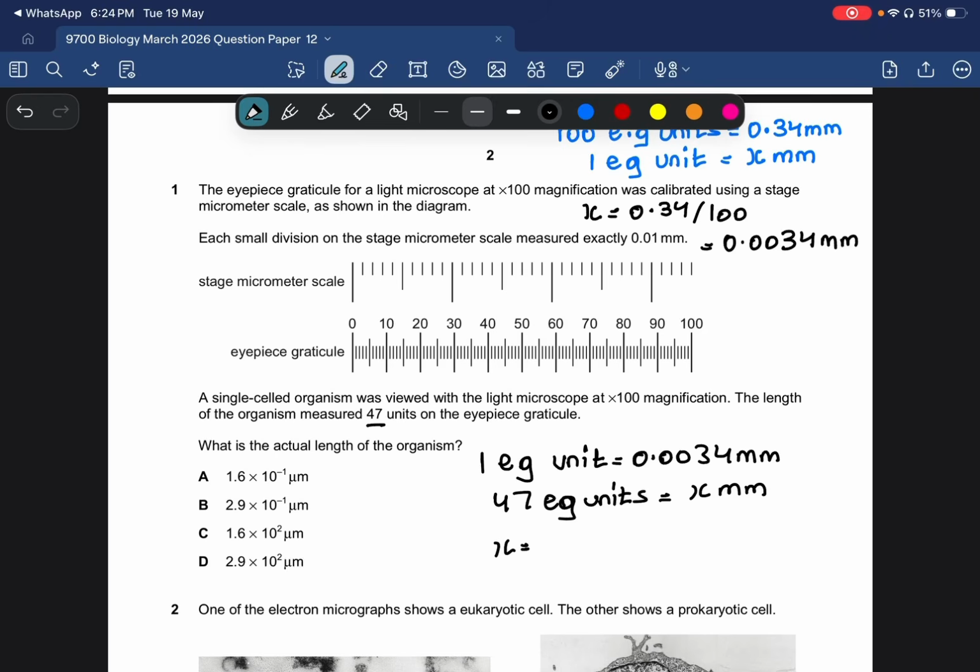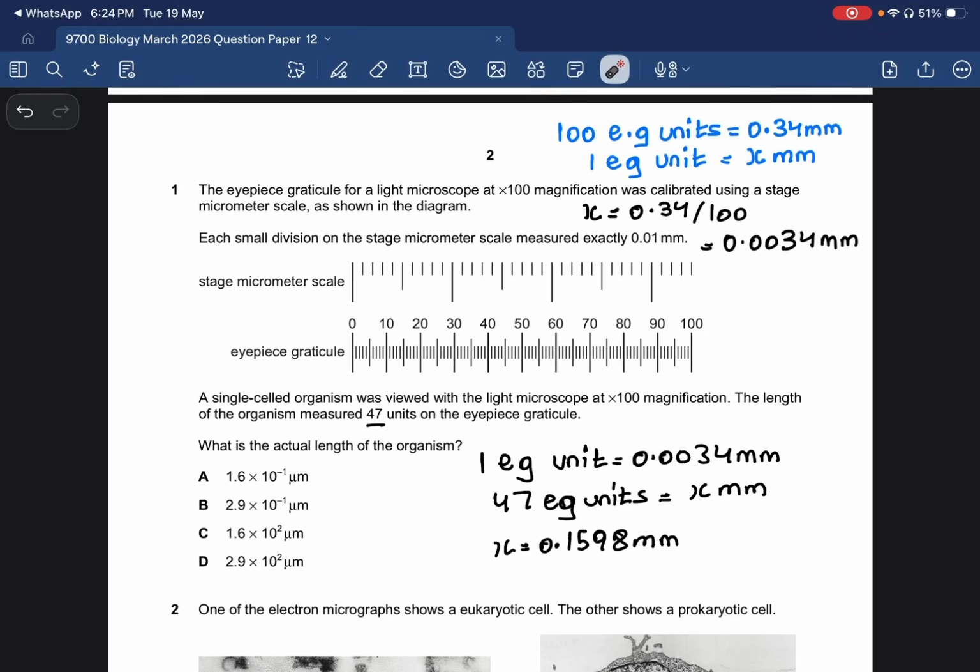So, 0.0034, multiply this by 47 and you get 0.1598 millimeter. All right, now here's the time where you convert your answer to such a unit which is being used in the answer choices, right?